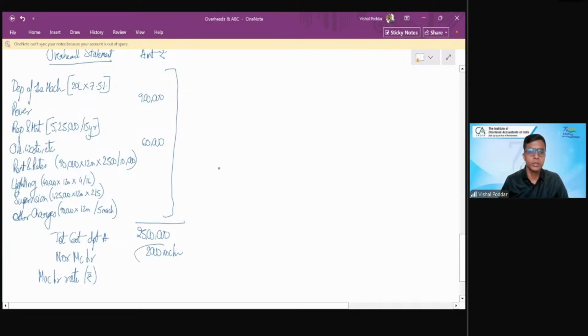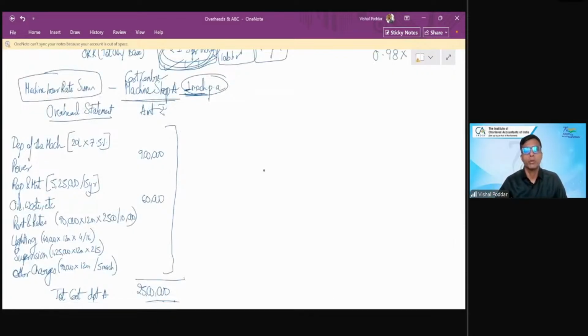Now in this question, the machine hours were given. In some other question, you may also be required to compute the normal machine hours. So besides this cost statement, you also have to find out the normal machine hours. How is that found out? They would give you machine hours available. So let us say they are giving you 2,500 as the available machine hours.